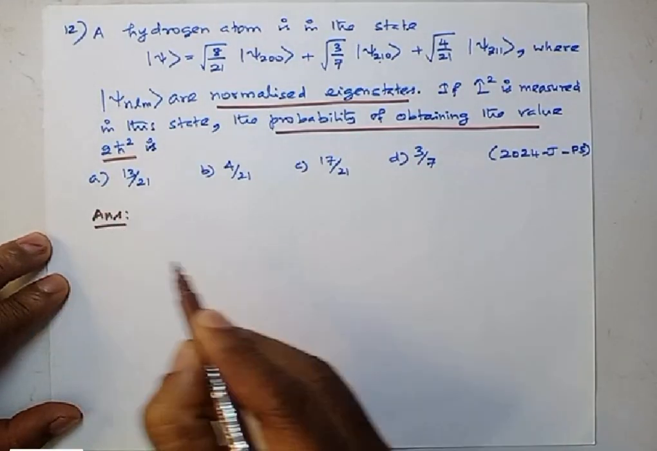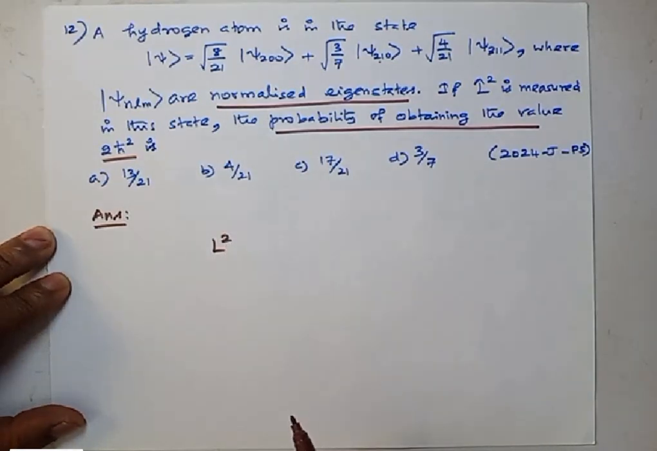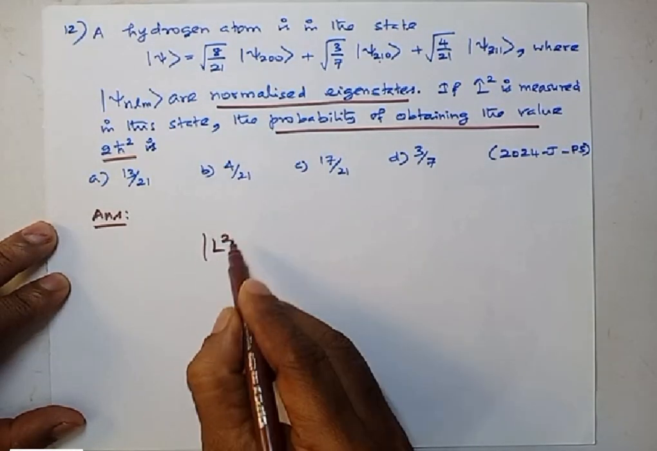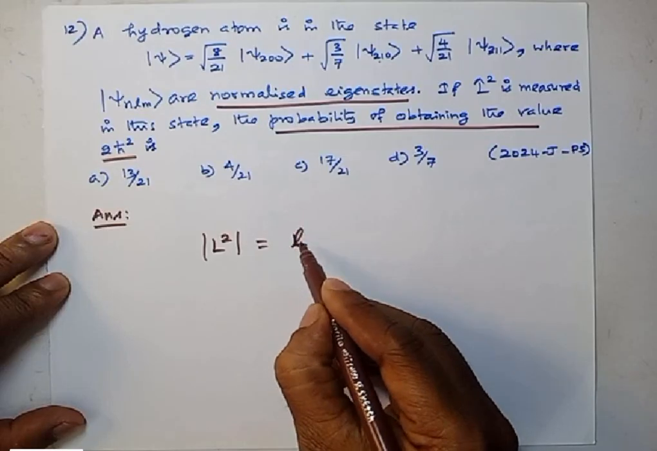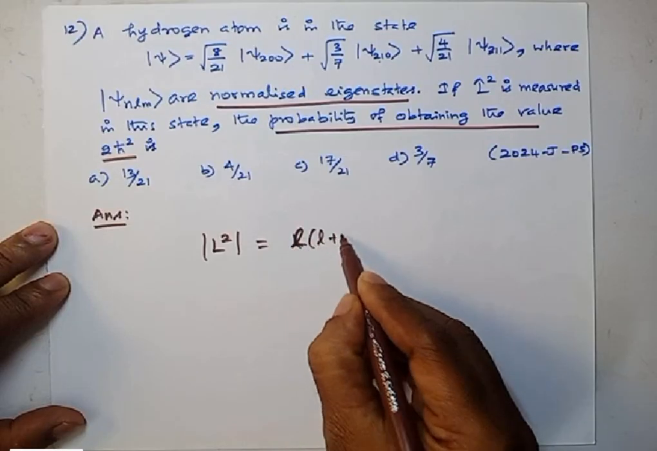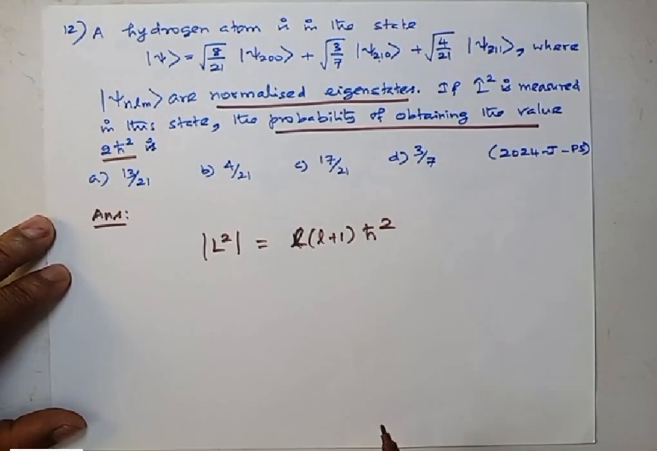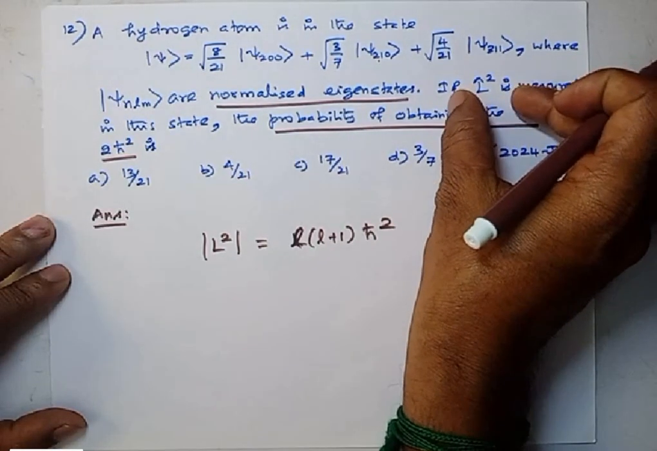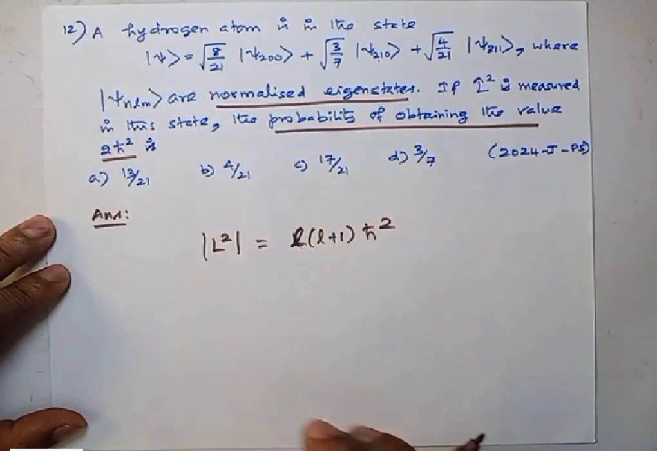You know very well the magnitude of L square. I'm just giving you the magnitude. Magnitude of L square is equal to small l into l plus 1 into h cross square. This is the formula. So if you measure the L square operator on this state, this is the general formula we get.